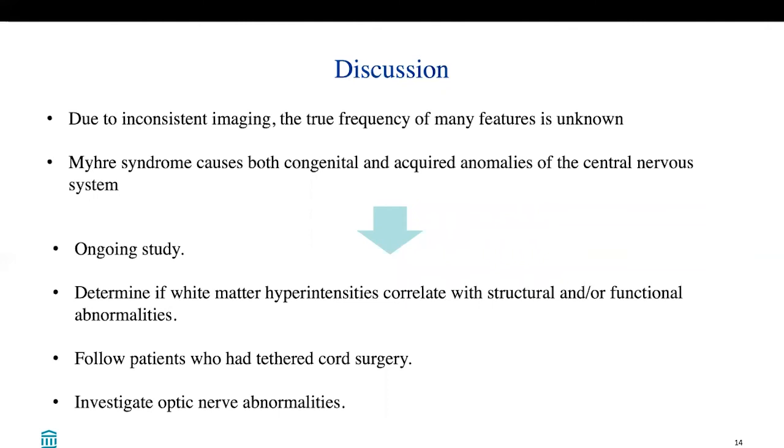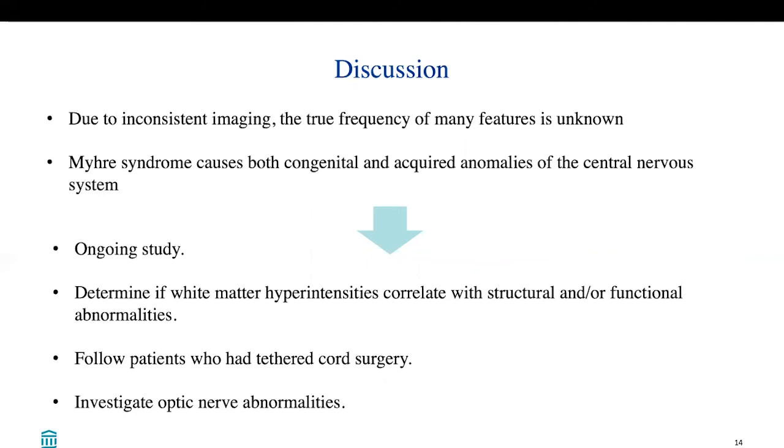One of the key takeaways is that due to inconsistent brain and spine imaging in Myhre syndrome, the true frequency of many features is unknown. We also know that Myhre syndrome causes both congenital and acquired anomalies of the central nervous system, but many of these require ongoing clinical and radiographic analysis to better understand them.